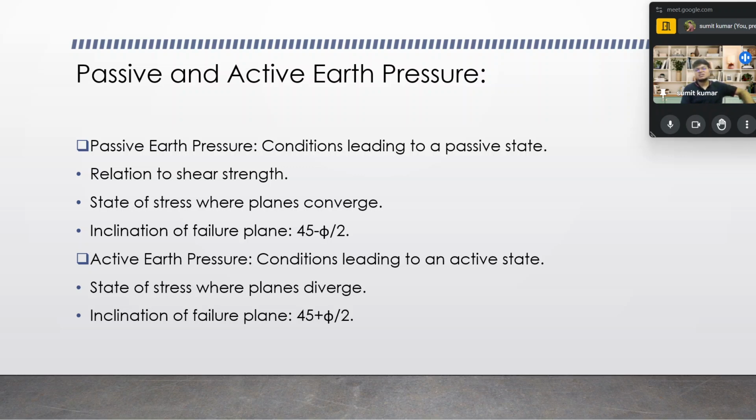Similarly, for the active earth pressure, the condition leading to the active state is a state of stress where the planes diverge, and the inclination over here is 45 plus φ/2, which is different from the passive, that is 45 minus φ/2.